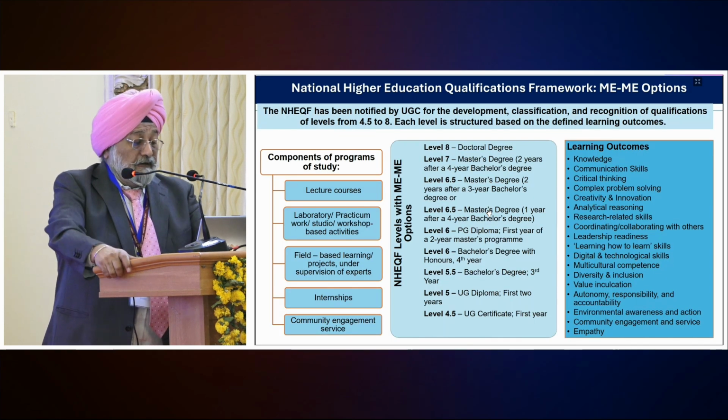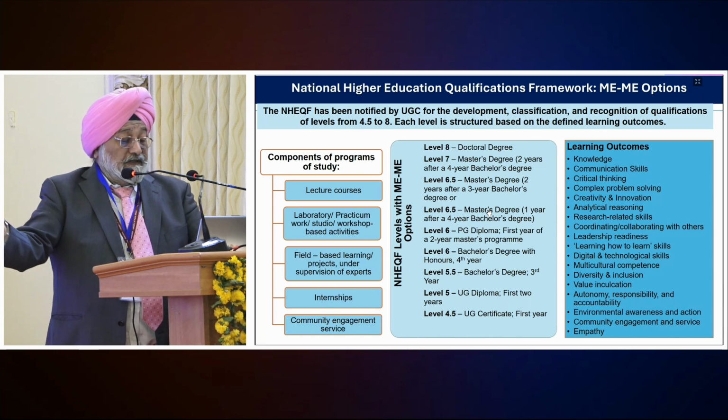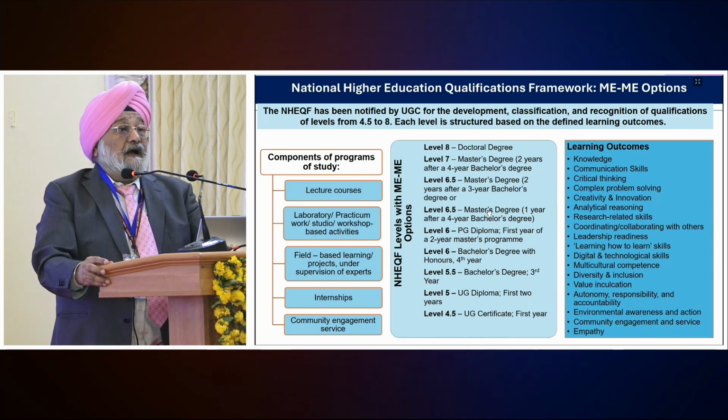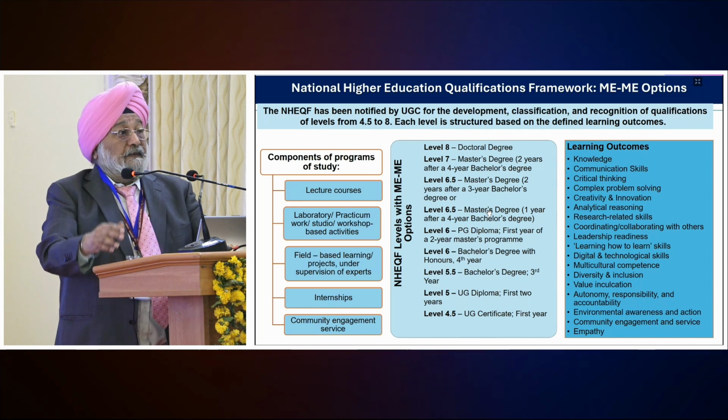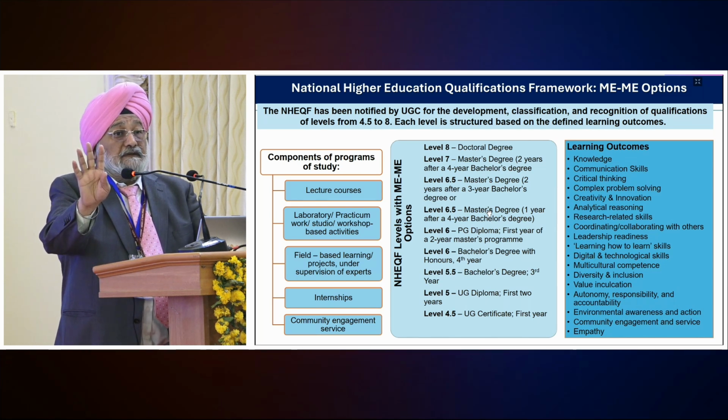So coming to multiple entry, multiple exit, I am sure you would have already implemented this: UG certificate, UG diploma, and degree program. If somebody goes out after 1 year and he takes a 4-credit additional course, then he gets a UG certificate.